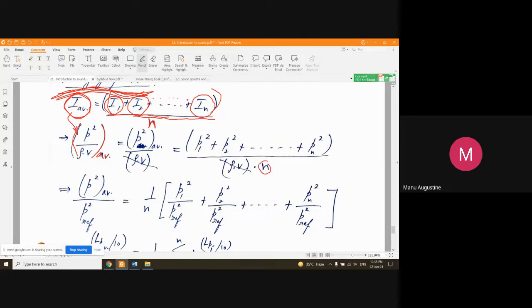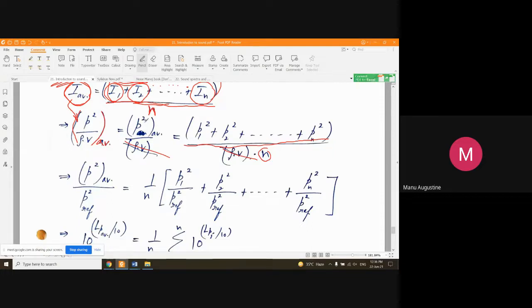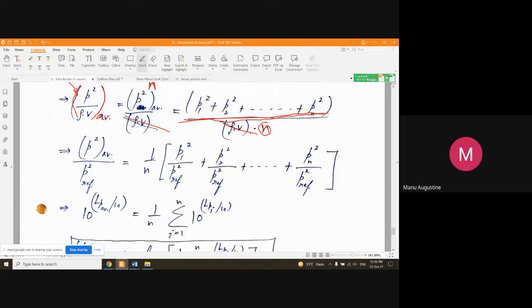And since rho V as a denominator is constant for all of these, rho V on the left hand side and right hand side get cancelled out, and I get this expression: P square average is equal to 1 upon n times the sum of all the squares of the individual pressure values coming from the various sources. And once again, I apply the same trick. I divide on the left hand side as well as on the right hand side by P reference square.